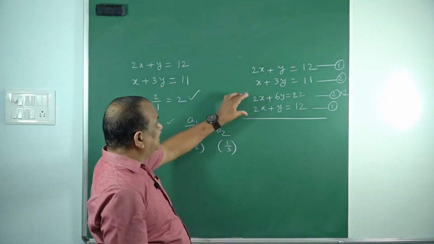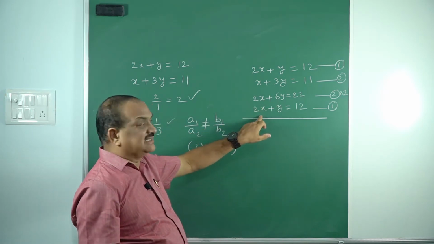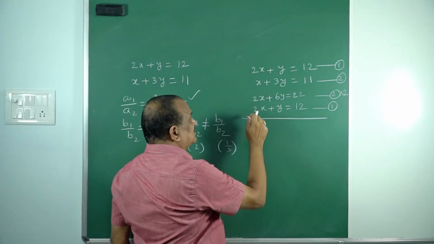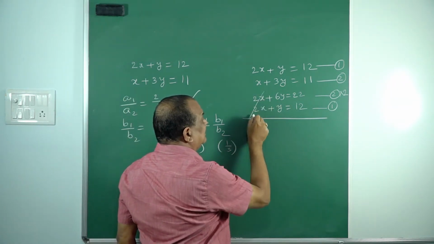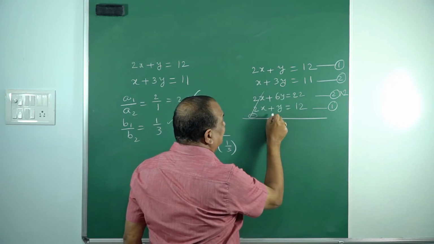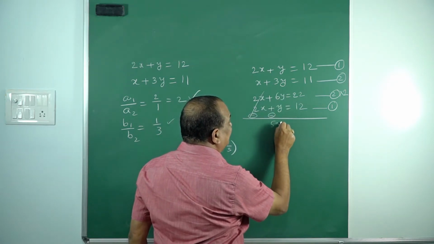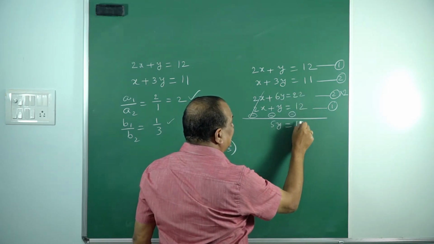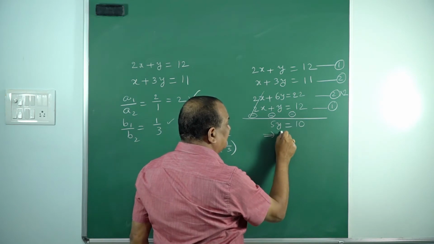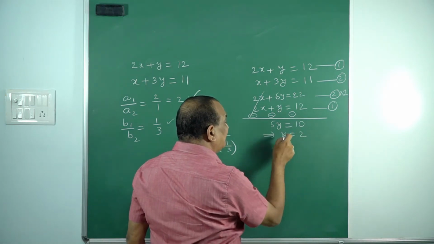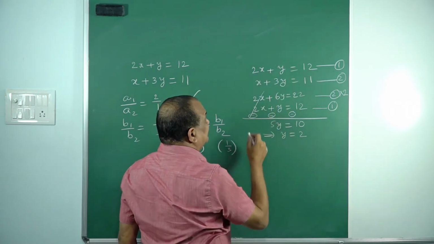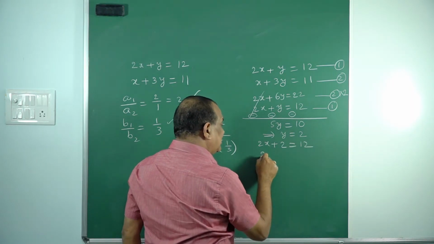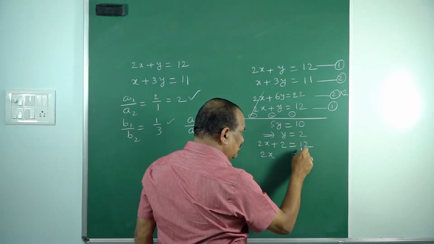When I have two equations like this where the x coefficients are the same, I can subtract. So 2x minus 2x goes off, cancelled. 6y take away 1y, you get 5y. And 22 take away 12 is 10. It implies 5y is 10, so I got the y value as 2. And the y value I can substitute in the first equation. So twice x plus y is equal to 12. Twice x is equal to 12 minus 2, 10.